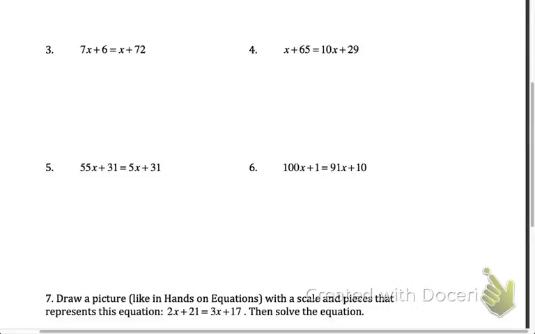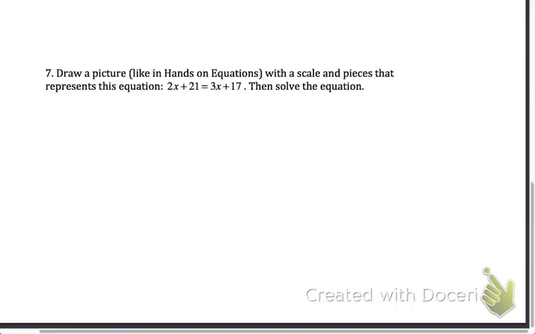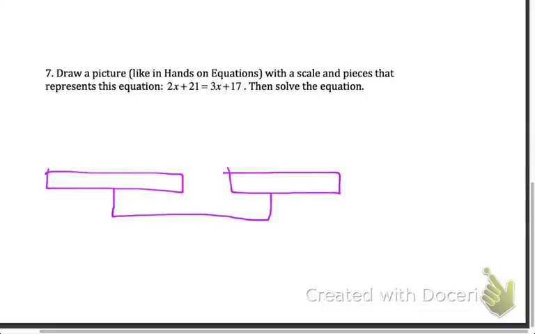Alright, now to number 7. Okay, so we're going to draw a picture like in Hands-On Equations with a scale and pieces that represent this equation. So let me draw the scale first. So here's the scale. And so 2 x's, so I'll just do these triangles for x's, 2 x's plus a block that weighs 21.